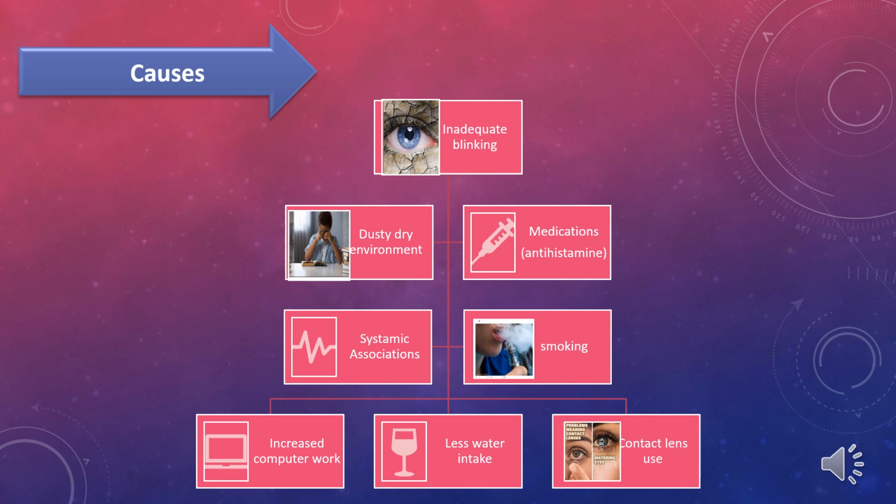Now let's discuss how it occurs, what causes dry eye, and what the investigation methods and treatment procedures are. There are several causes of dry eyes. They include inadequate blinking, dusty and dry environment, increased sun exposure, medications, certain systemic associations, smoking, increased computer work, increased near tasks, less water intake, and frequent use or especially mishandling of contact lenses.